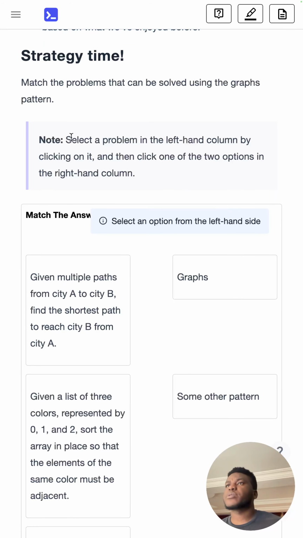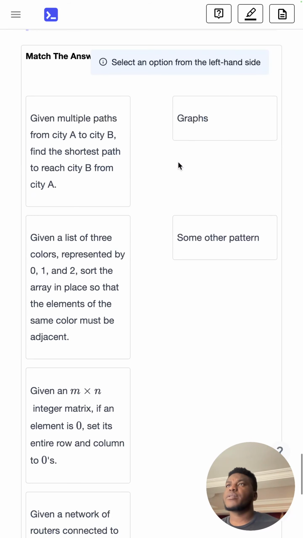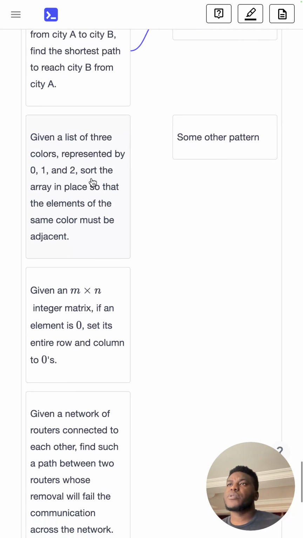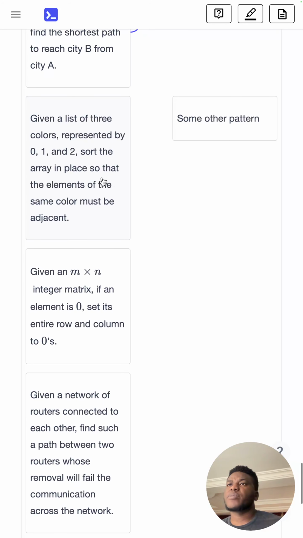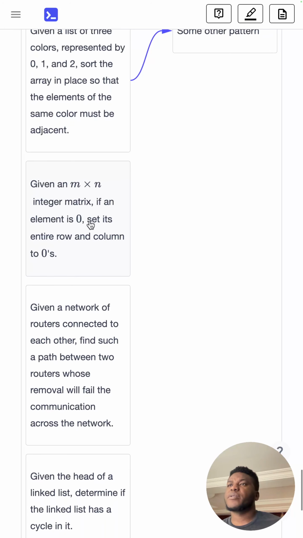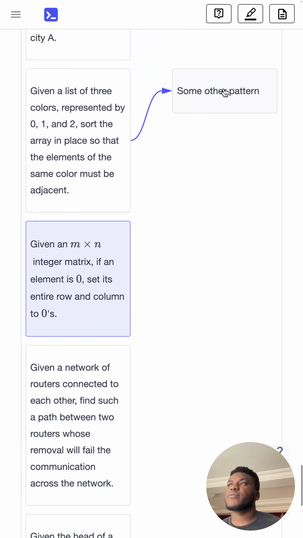So now we're going to do this strategy game. Select your problem on the left by clicking on it, and click one of the two options on the right. So we have two paths, A to B, shortest path to reach that. That's a graph problem. Three colors, 0, 1 and 2, sort the array in place so the elements of the same color are adjacent. Some other pattern. We have an n by n integer matrix. If an element is 0, set its entire row and column to 0. We have a video about this. It's a matrix pattern, some other pattern.